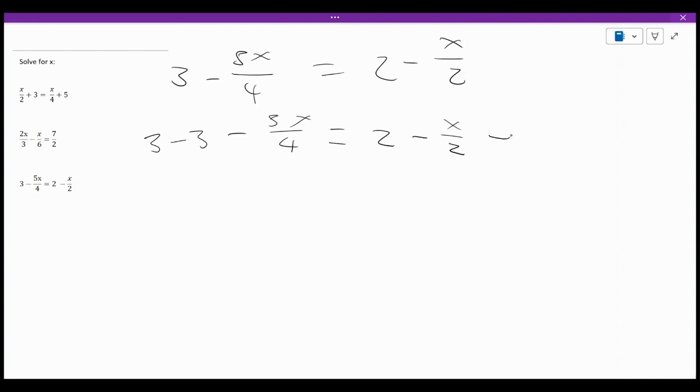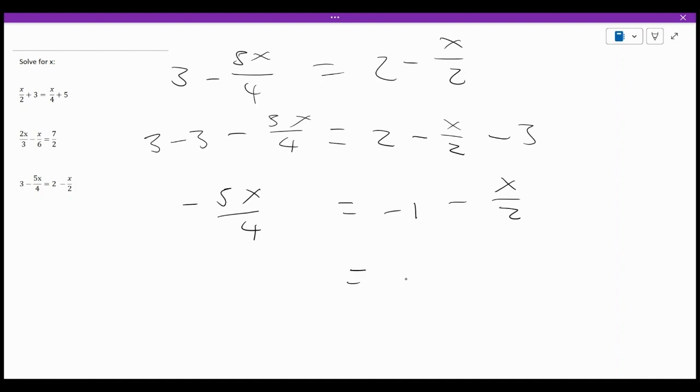And then what do we do here? We also add the negative 3. Then we are left with negative 5x over 4 is equal to, now 2 minus 3, that is what? Negative 1. Okay, that's negative 1 minus x over 2.